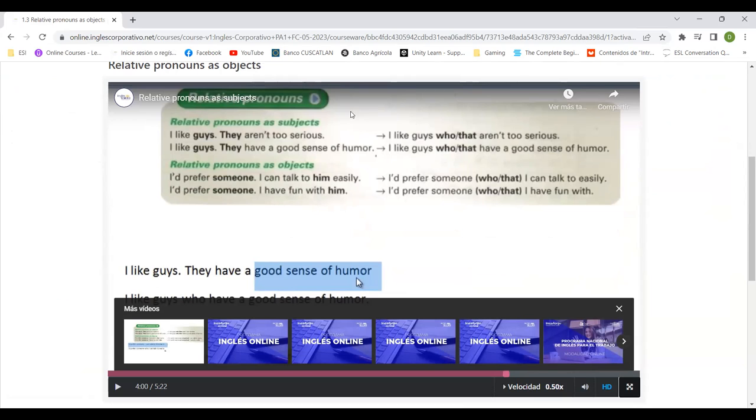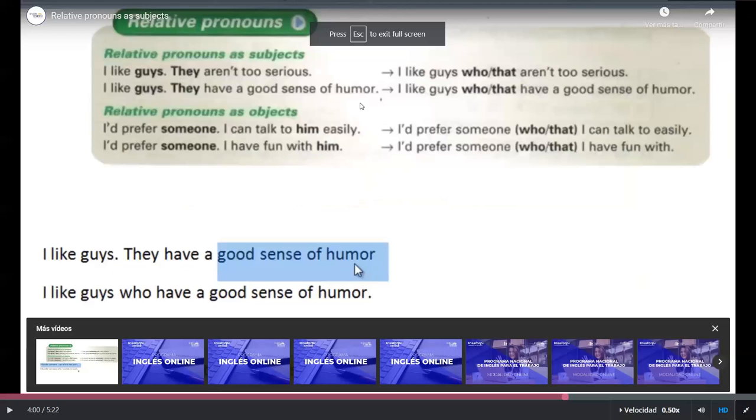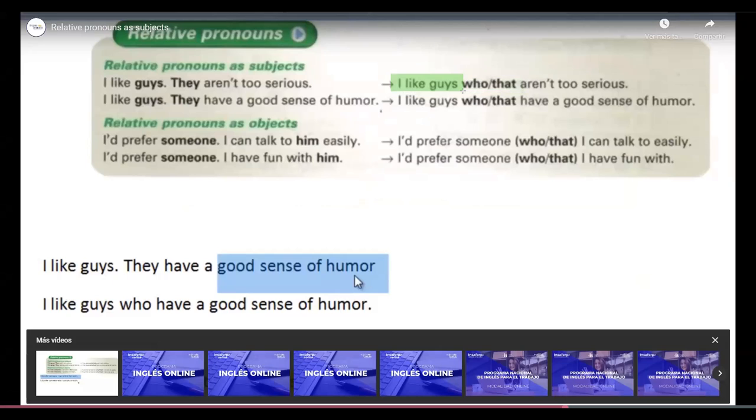Now, if we're saying it like this, guys, wait, hold on. If we're saying it like this, I like guys who aren't too serious, we're using it as the subject or the object of the sentence. As the object. Okay, as the object. All right, very good. But what about if we say it like this? I prefer someone who or that I can talk to easily. Remember that we're talking about relative pronouns as subjects and relative pronouns as objects. So why is it that in the first example, we're using them as subjects, and then in the second one, we're using them as objects? As objects, okay?